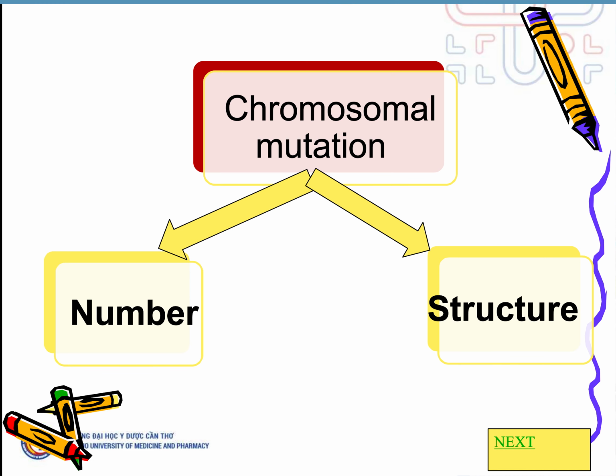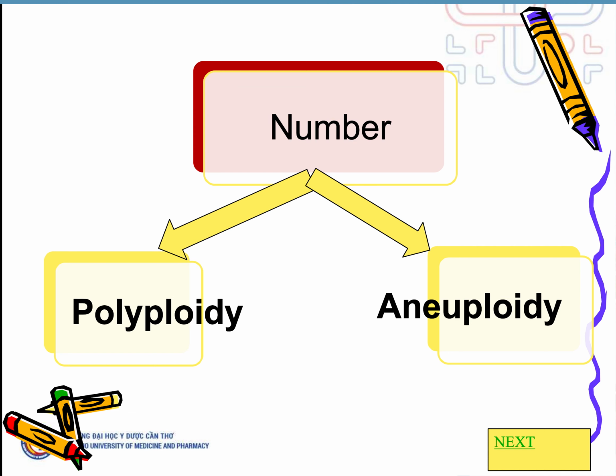And as you know, we have two main groups. One group affects the number of chromosomes, and the other affects the structure of chromosomes. For the number of chromosomes, you have two main groups. The first one is polyploidy, and the other one is aneuploidy. You already know the differences between these two main groups, right?